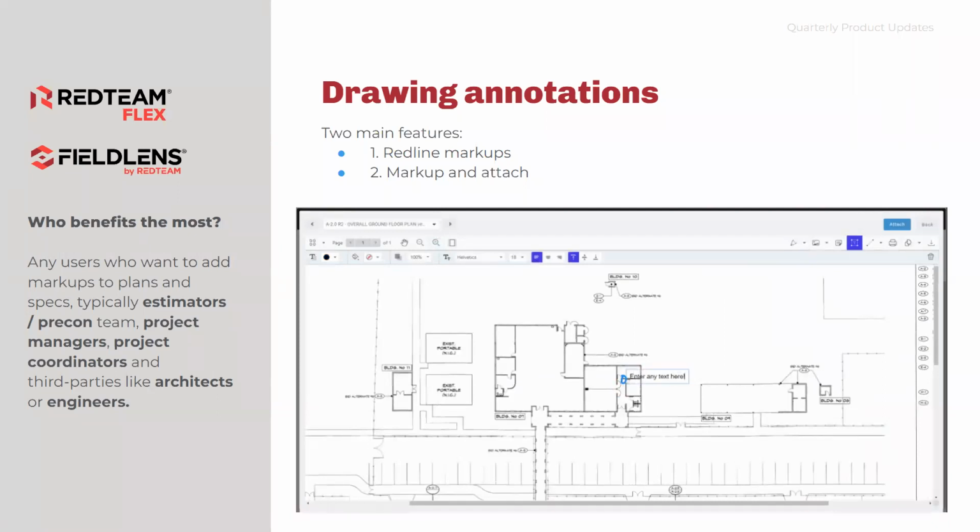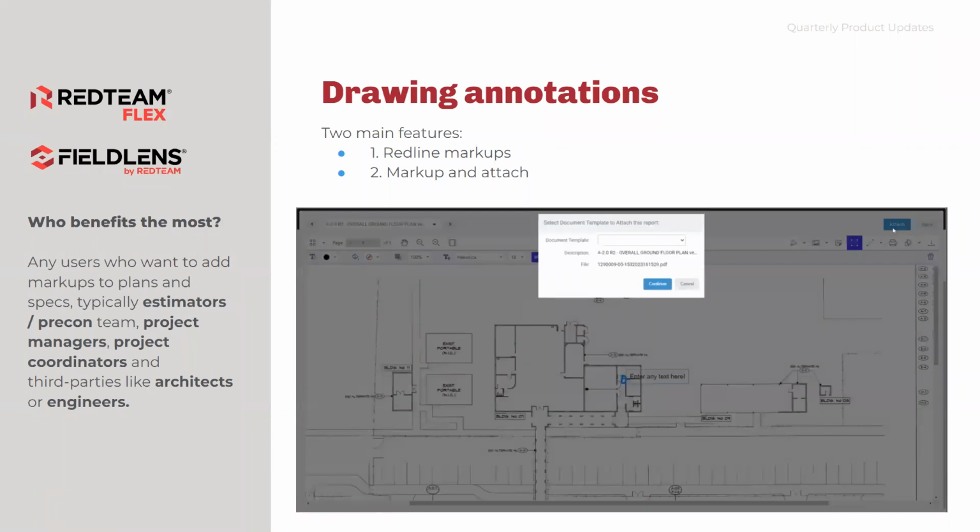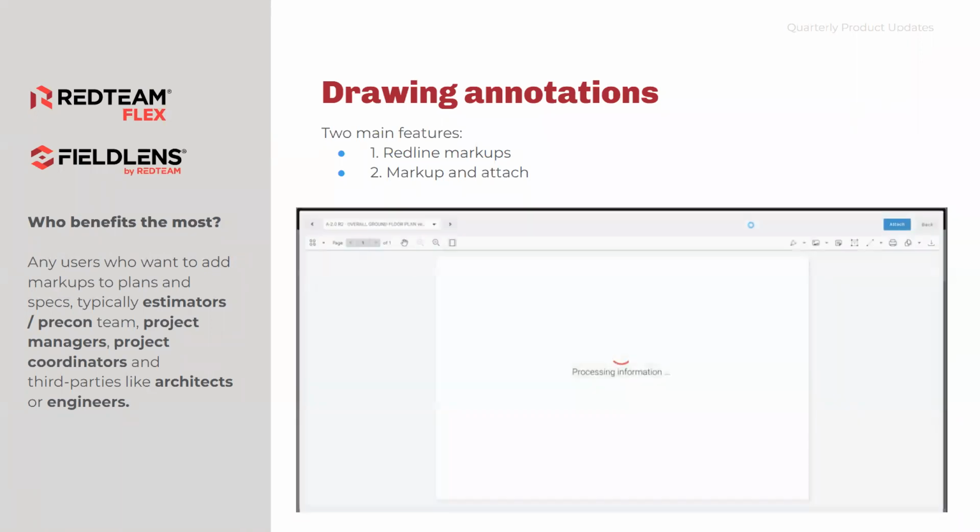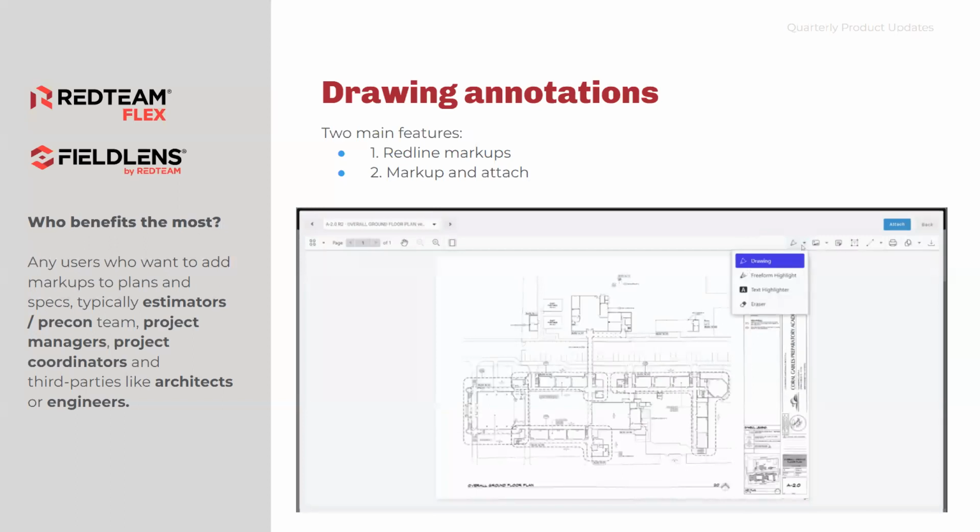So if I need something specific to the architect, to the engineer, to the owner, and I have a question about it, I can certainly use that markup and attach option as an alternative. And again, like I said, this is available in both Flex and Fieldlens. Right.